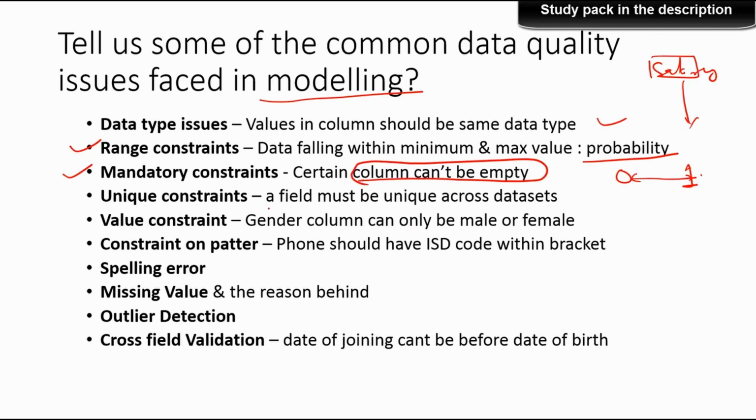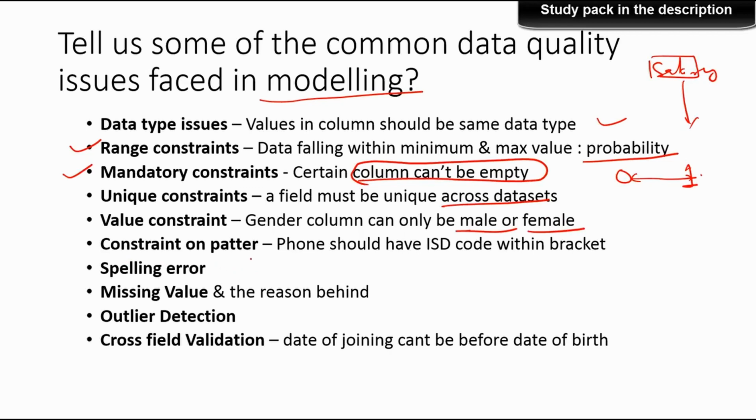Unique constraint, a field must be unique across data sets. If you have several data sets across different projects, your variable should have unique definitions or unique values across all the data sets. It cannot have multiple values, otherwise that's erroneous data, and ensure that it gets captured before you build models. Value constraint, so for instance, gender can only have male and female. It cannot have 4 or 5 values, right? So that's one important check to do.